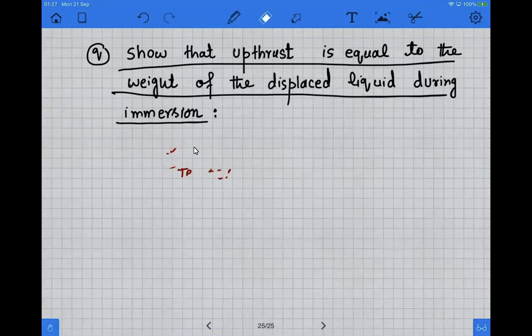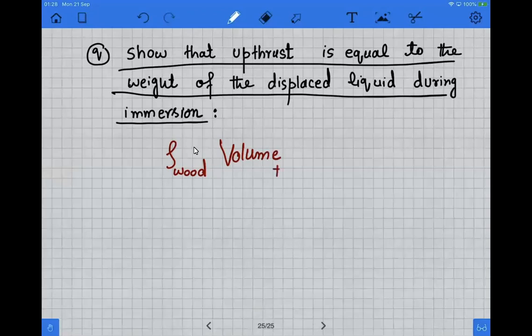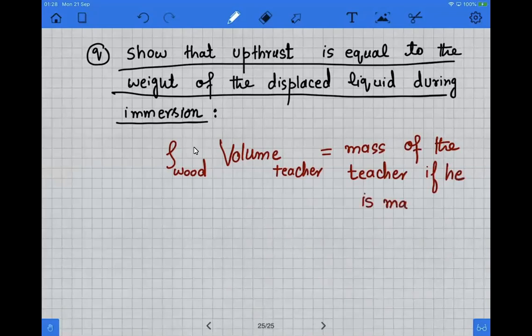If we multiply density of wood with volume of, for example, a person, say teacher, then it is the mass of the teacher, if he is made of wood, if he's made of that certain wood.